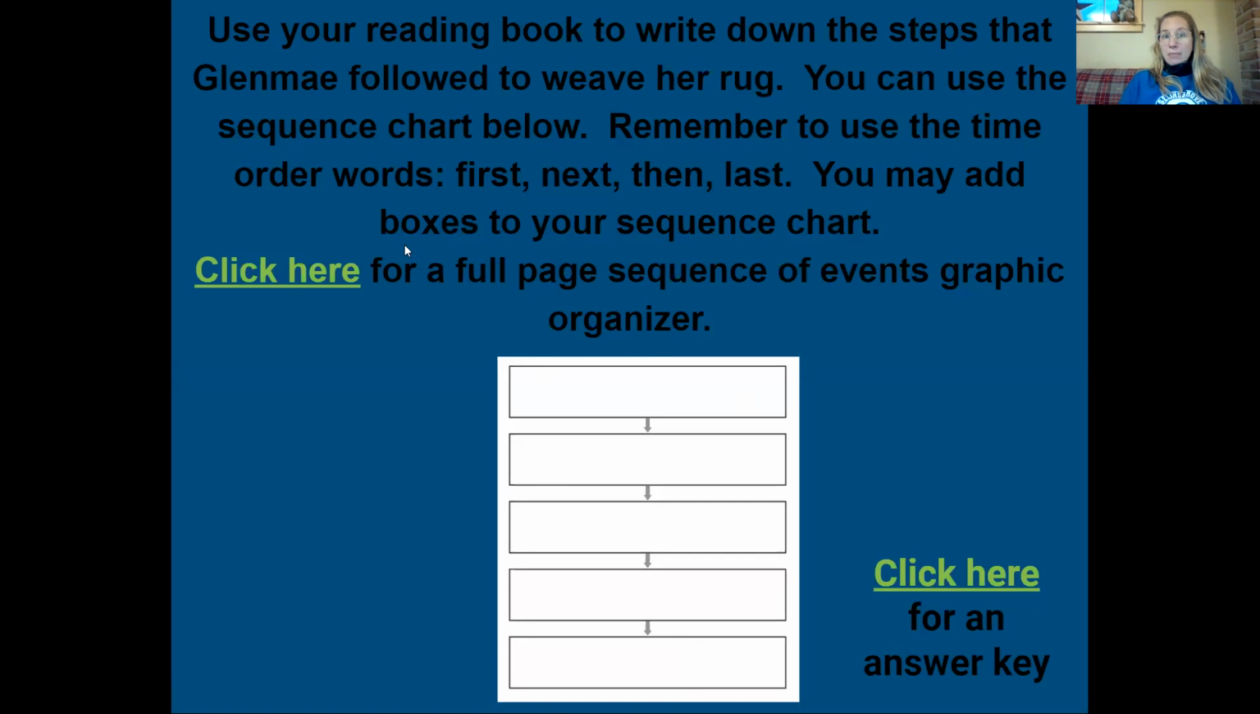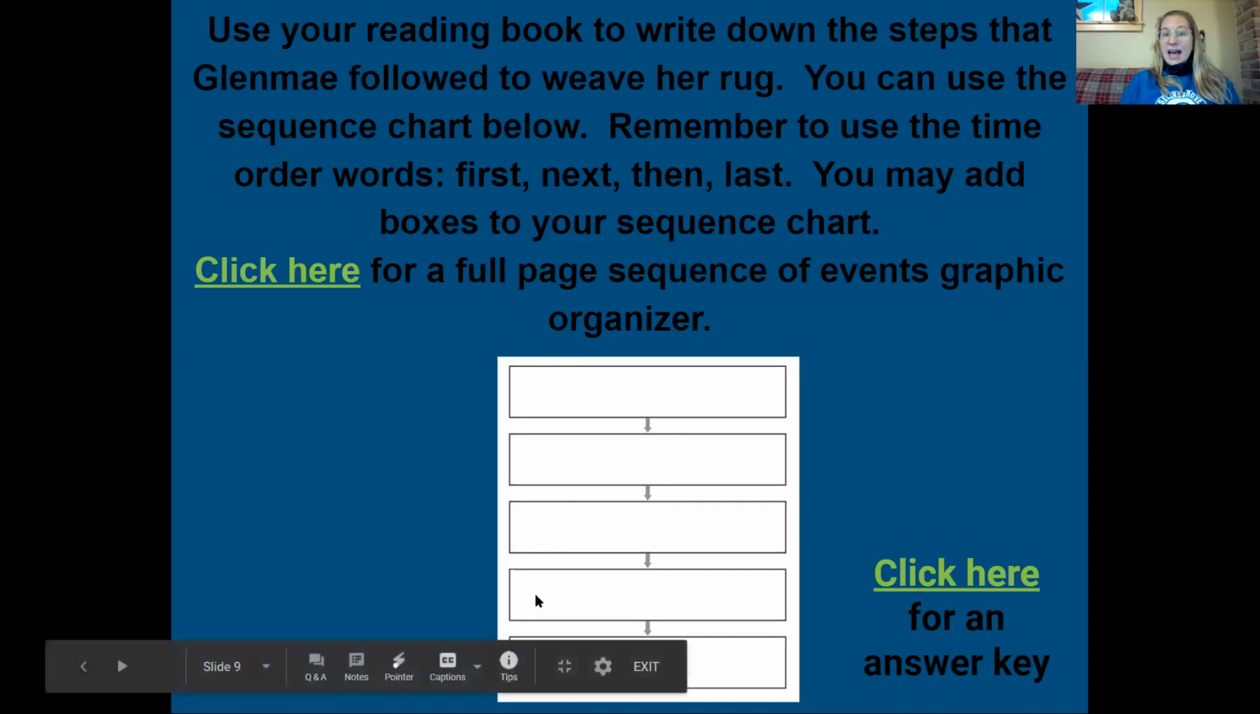Okay, remember in your sequencing, you're going to want to start up here. See how the arrows point down? And you need to use your sequence words. So first, Glenn May. Next, she. Then, and last.